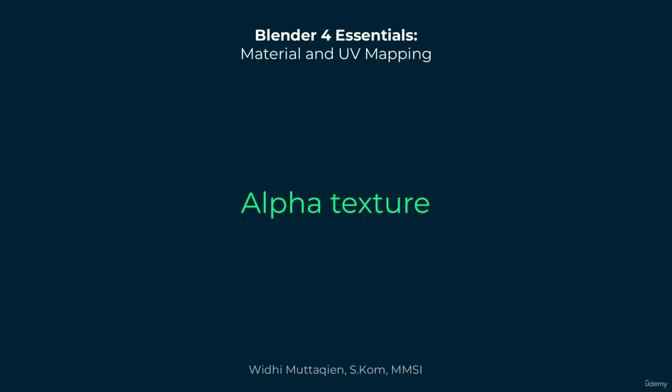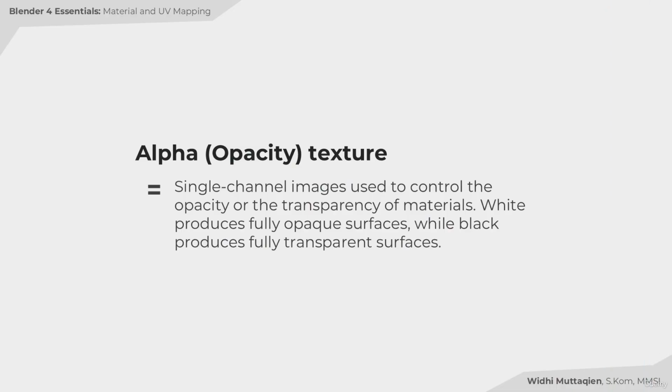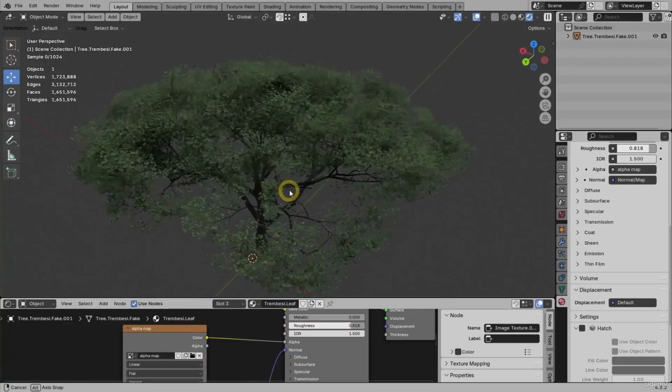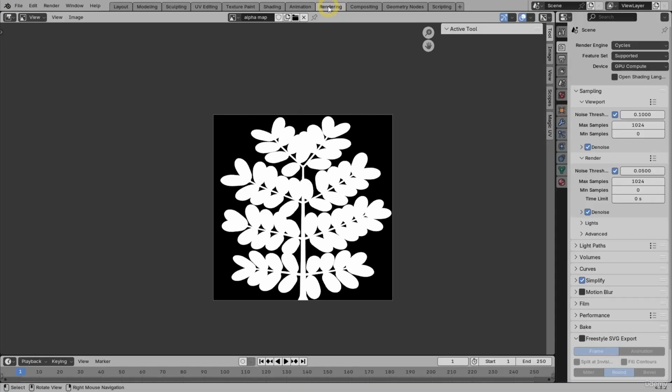In this video, we will discuss alpha textures, also commonly known as opacity textures. You may already guess the function of these textures just by the names. Essentially, they are one-channel images that we use to control the opacity or the transparency of materials. White color means fully opaque, while black color means transparent. The most common use of the alpha texture is for foliage, especially tree leaves.